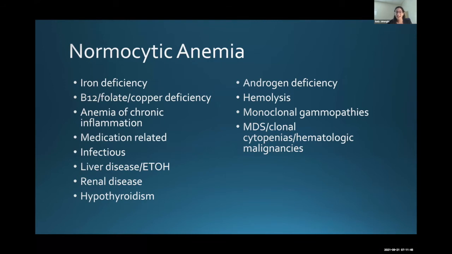Normocytic is kind of your grab bag, because everything that causes macrocytic or microcytic anemia can also cause normocytic anemias. In addition to that, androgen deficiency, so testosterone deficiency, tends to be normocytic. Hemolysis usually tends to be normocytic, although sometimes if there's a severe reticulocytosis, reticulocytes are larger than the average red blood cell, so that may skew you a little bit more macrocytic. And then, of course, all of the hematologic disorders can also fall in the normocytic category.